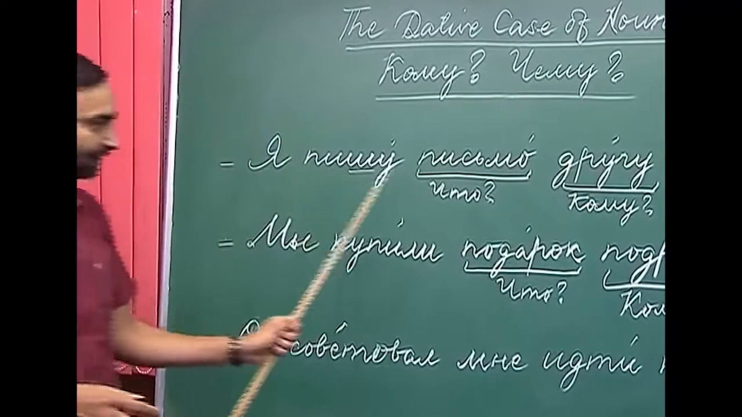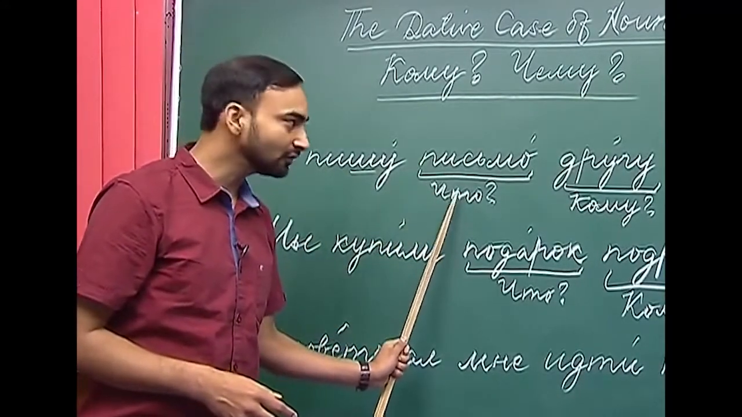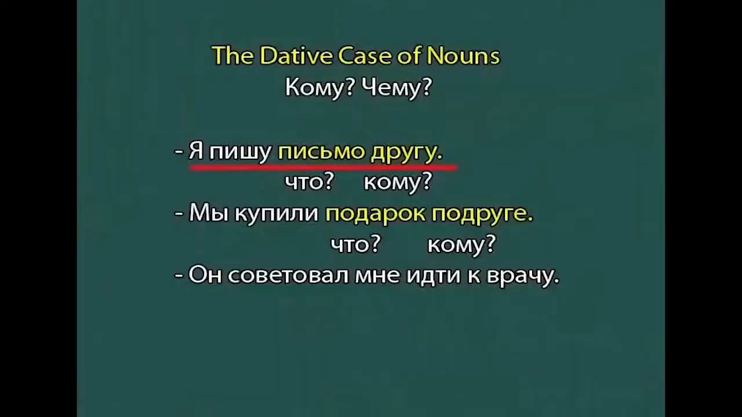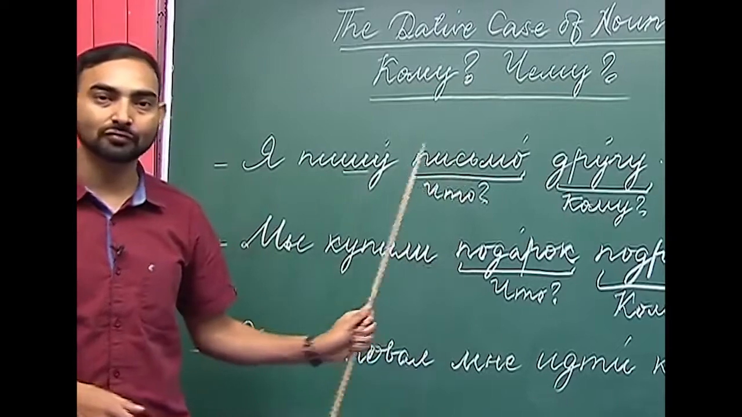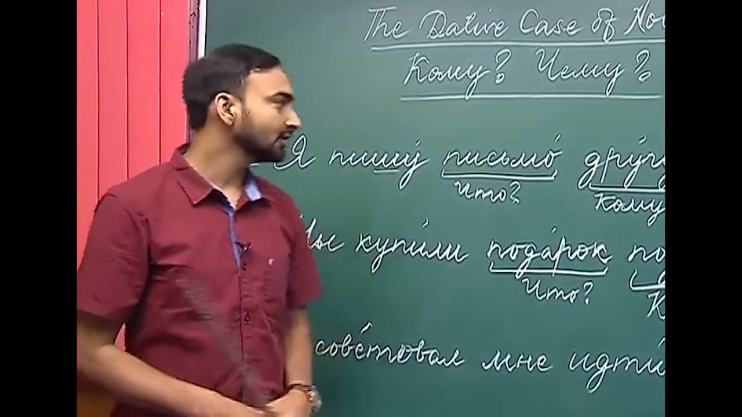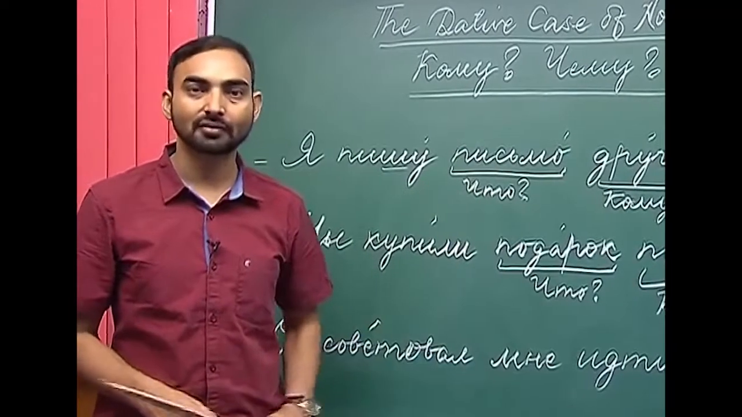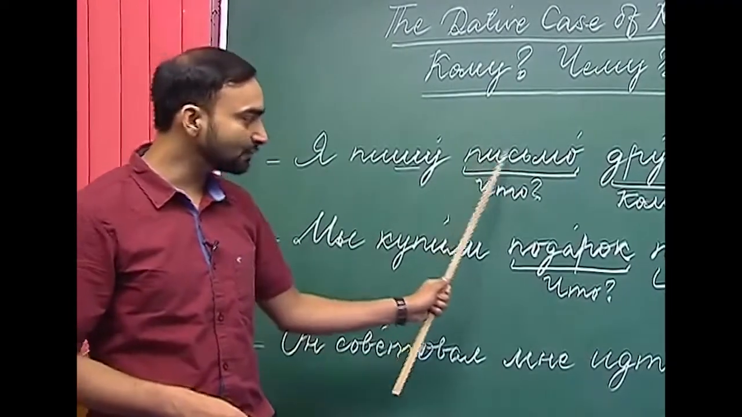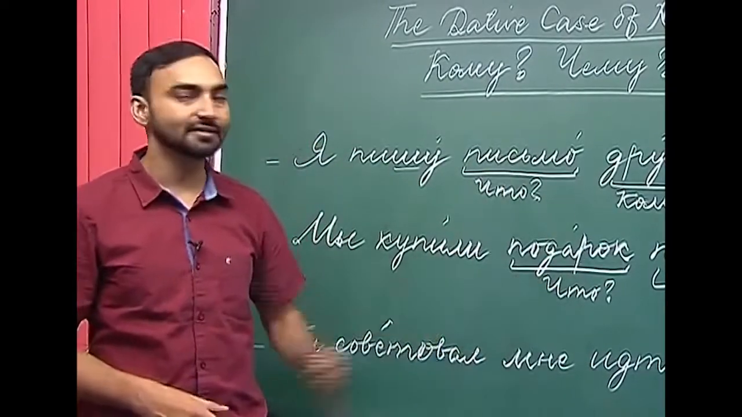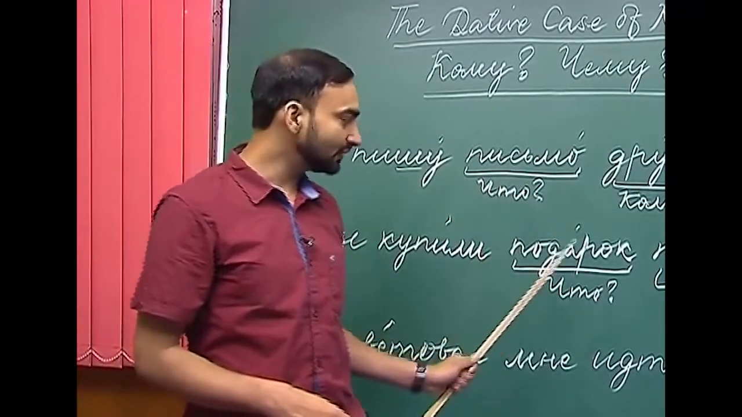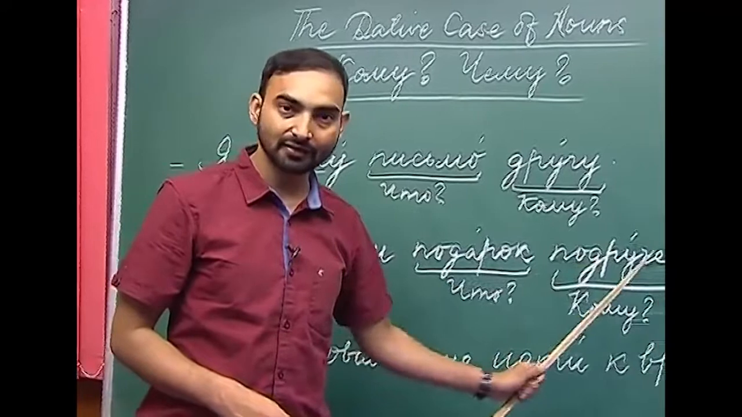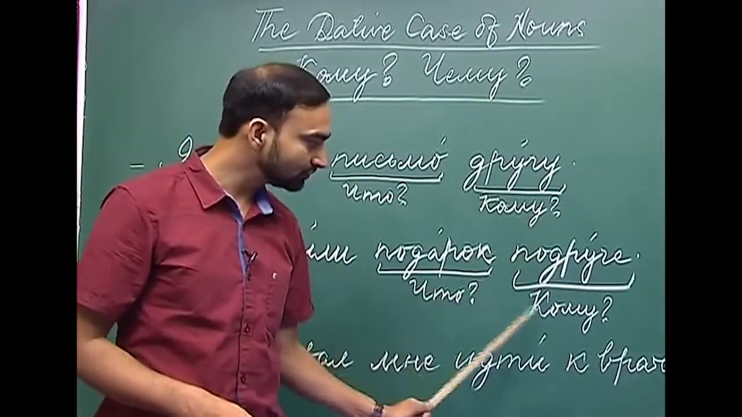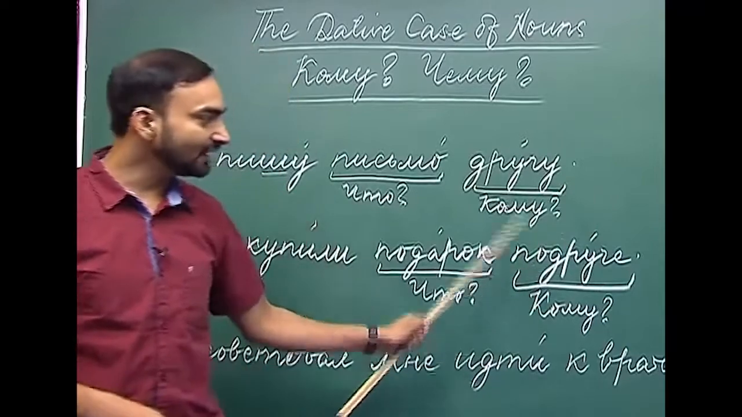So, here as you can see I have written the interrogative word shto and here I have written kamu. If I say ya pishu pismo, here pismo answers the question shto, and we have discussed that the nouns which answer the question shto are in the accusative case. So, pismo and padarak, both these nouns answer the question shto. So, these are direct objects, and drugu and padruge answer the question kamu, to whom. So, these are the indirect objects.